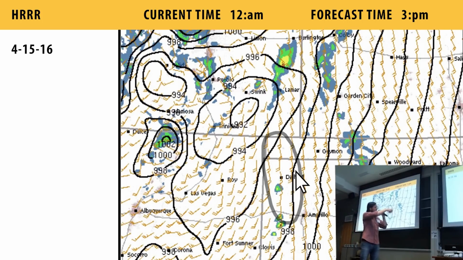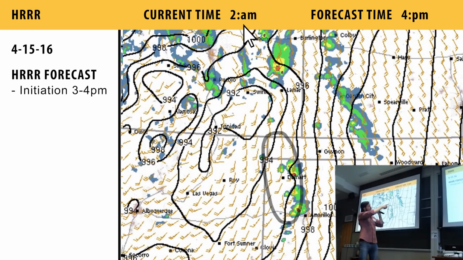All right, so here's my target area. This is the midnight run for 3 p.m. that day, and we can kind of see some showers start happening inside our target area. Notice we've got that cell north of Lamar. The 2 a.m. run, 4 p.m., again, we've got some showers, perhaps some cellular modes of storms inside our target area. So we're going to expect initiation around 3 or 4 on this day. And then again, you've got that cell north of Lamar.